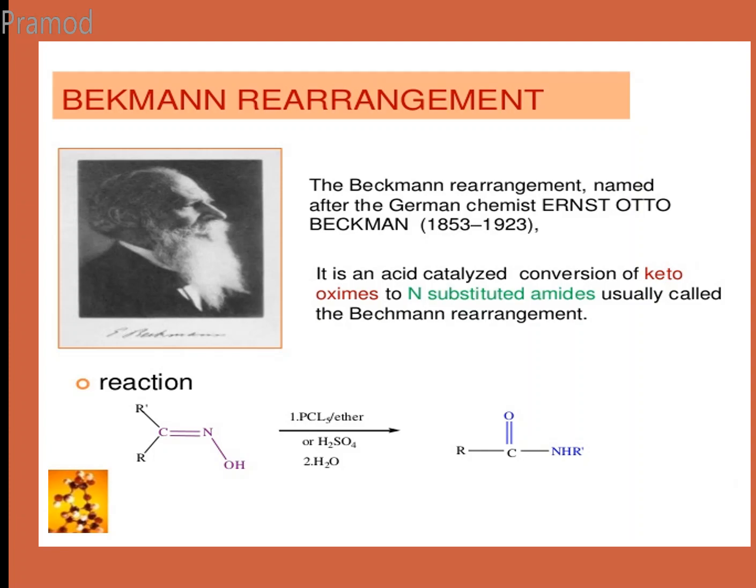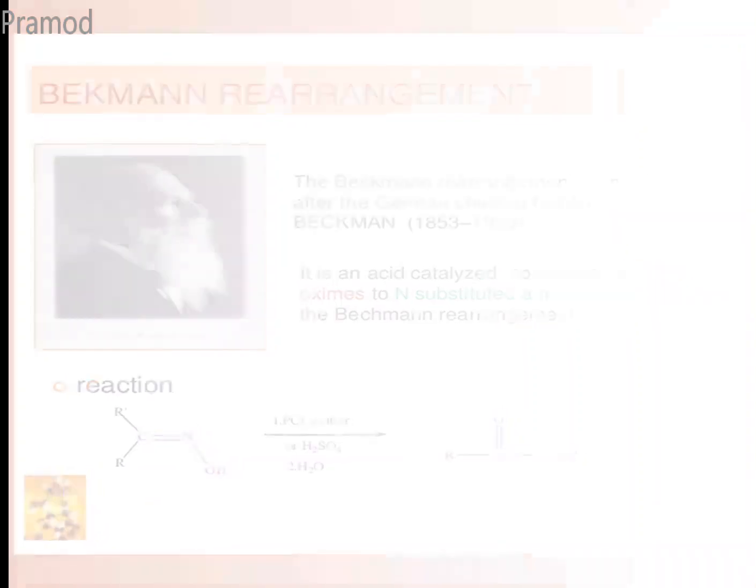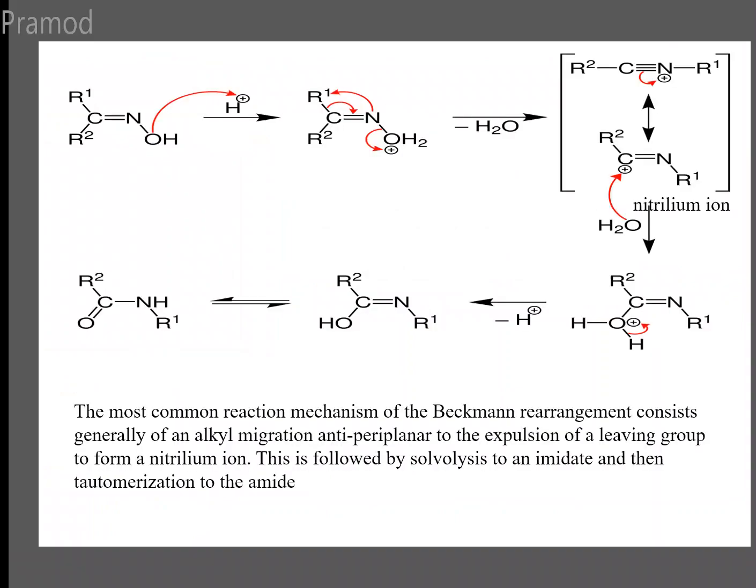So now let's go to the next. What happens in this reaction? Basically it is protonation of the OH of your oxime, and removal of water. When water is lost, you get a nitrenium ion, so it forms a carbocation. This carbocation gets attacked by water, and it undergoes tautomerism.